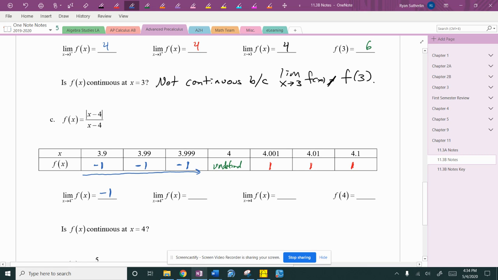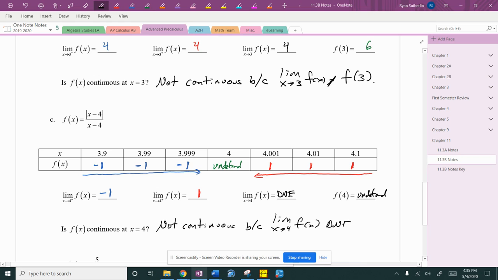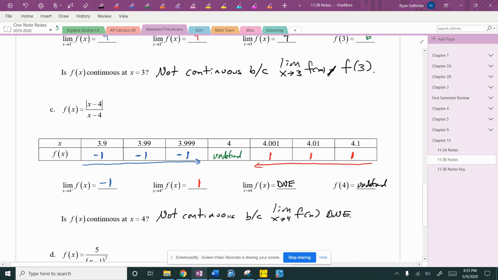So that's what my limit is. As x approaches 4 from the right, it's always positive 1. So that's what my limit is. Therefore, the limit does not exist, and f of 4 is, we would say, undefined. So this is not continuous, and this one we can actually be a little different. It's not continuous because the limit as x approaches 4 of f of x does not exist. If the limit doesn't exist, this thing can't be continuous.